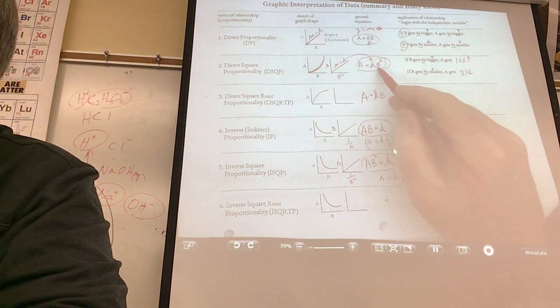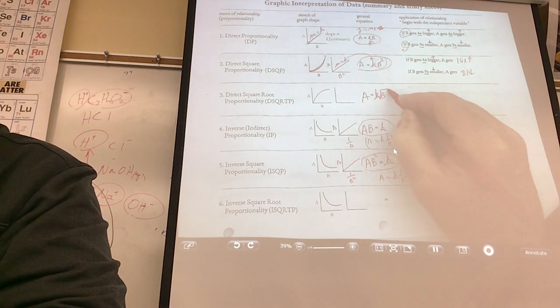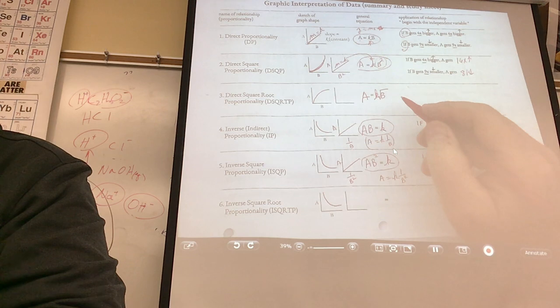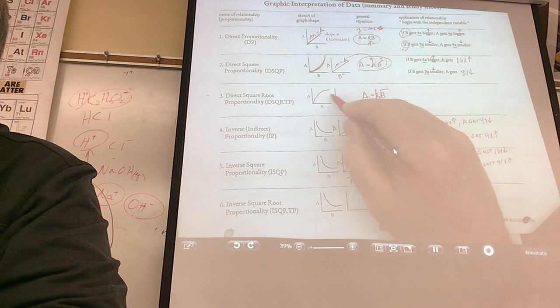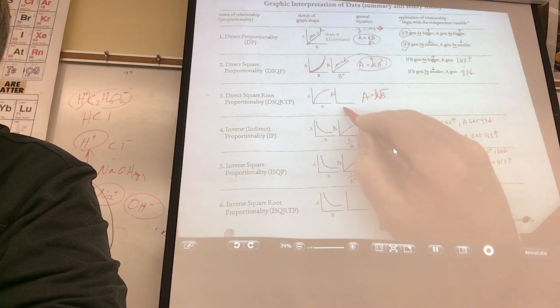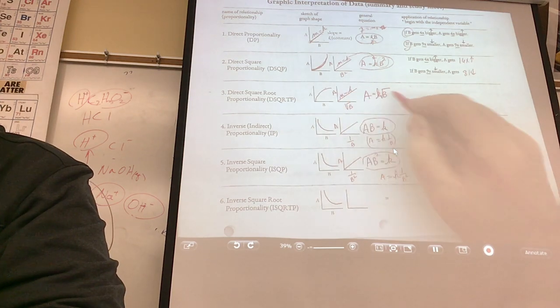A equals KB squared. A is KB. Oh, the pattern. Everybody see the pattern? What's this graph look like? Like that? And how would we straighten out the curve? A and root B. And again, the slope would be your constant.